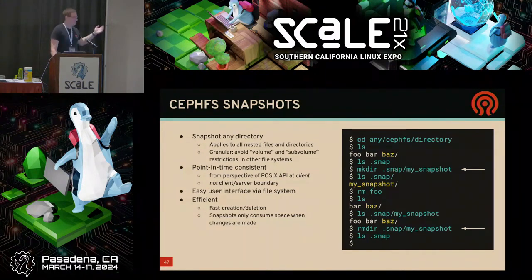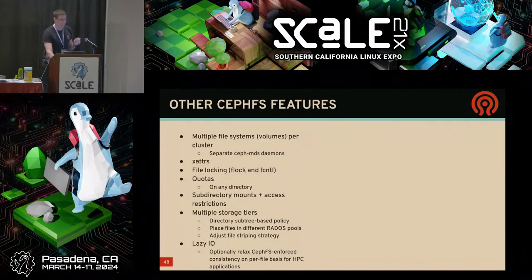And again, these are pretty efficient. Snapshots are built on top of the Rados individual object snapshotting layer, so they only consume space when changes are made after the snapshot is created. Snapshots are read-only. And in the MDS server, it does some metadata twiddling to create the snapshot, and then in the future, as you make changes, it does a copy on write of the metadata as well as the file data inside of Rados.